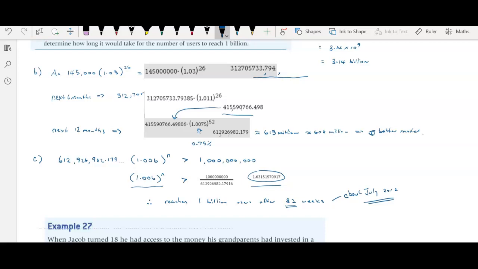This 82 comes from an intersection of this equation with this straight line. I'm solving this. When we've used logs, we'll solve this algebraically, but at the moment we need to do it graphically.